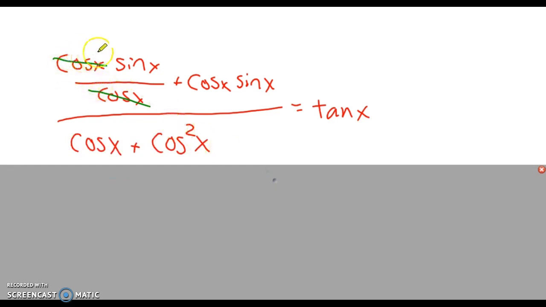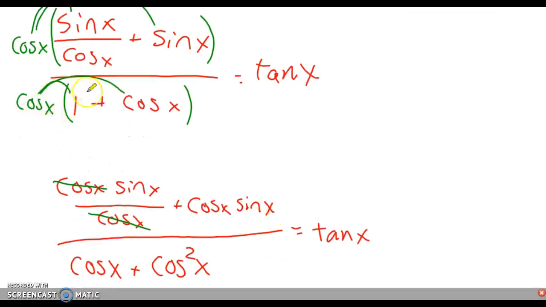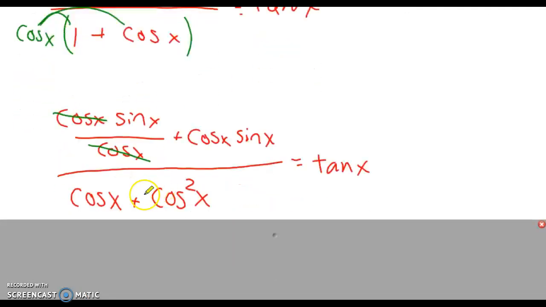So on top, I get a cosine times that sine over cosine to get cosine x sine x over cosine x. And that's cosine x times sine x. On the bottom, cosine times cosine, cosine times 1 plus cosine times cosine gives me that.